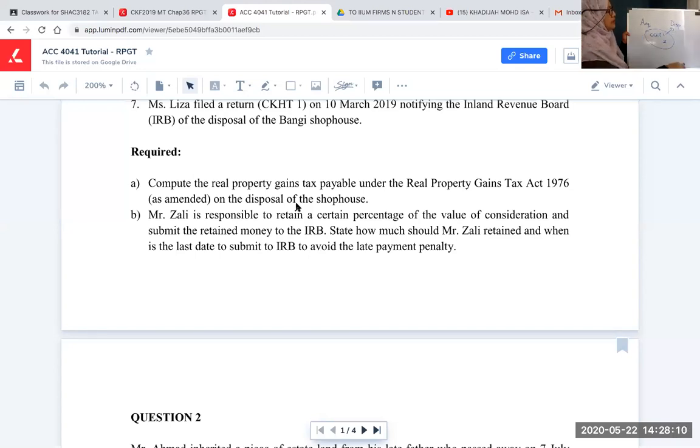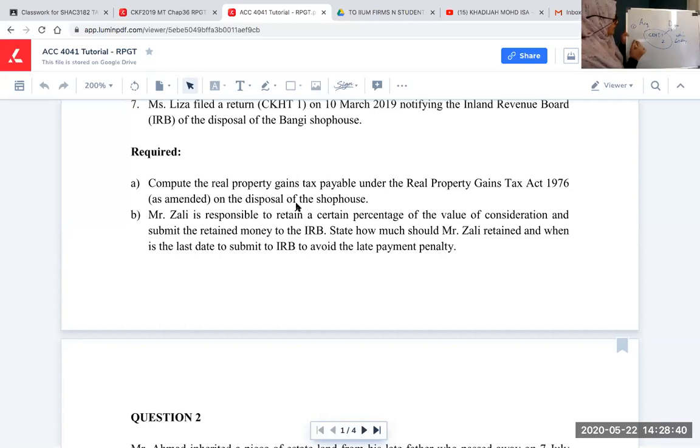So you're gonna submit this, and the requirement is that within 60 days from the date of disposal. Date of disposal, go back lah, how you decide on the date of disposal. So that would be the requirement, number one, to submit the relevant form within 60 days to Inland Revenue Board. So walaupun CKHT is under RPGT, is under different act, but it's still under Inland Revenue Board.